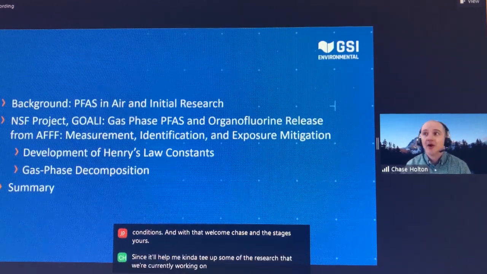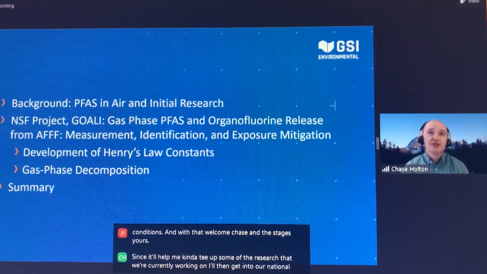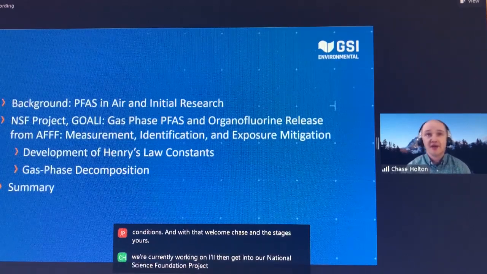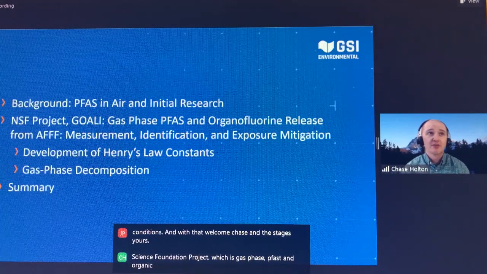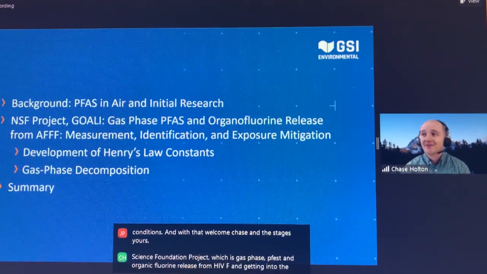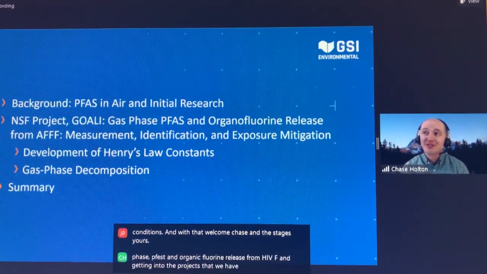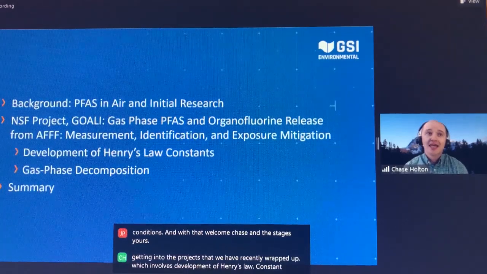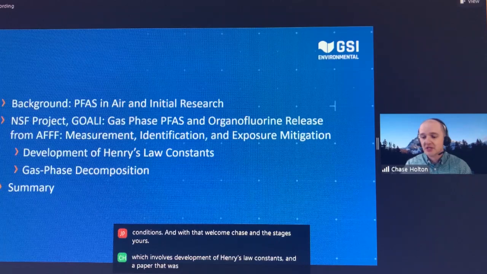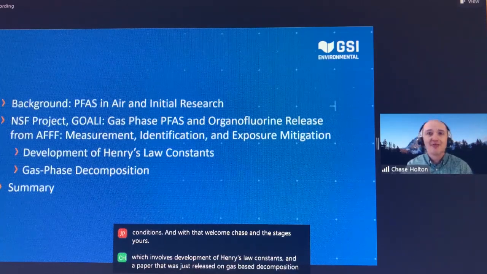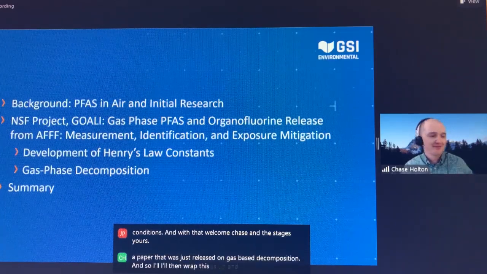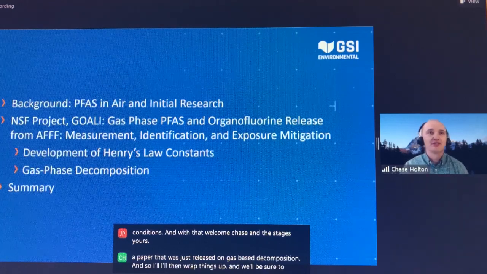I'll then get into our National Science Foundation project, which is gas phase PFAS and organofluorine release from AFFF, and getting into the projects that we have recently wrapped up, which involves development of Henry's Law constants and a paper that was just released on gas phase decomposition. And so I'll then wrap things up and be sure to leave some time for questions.